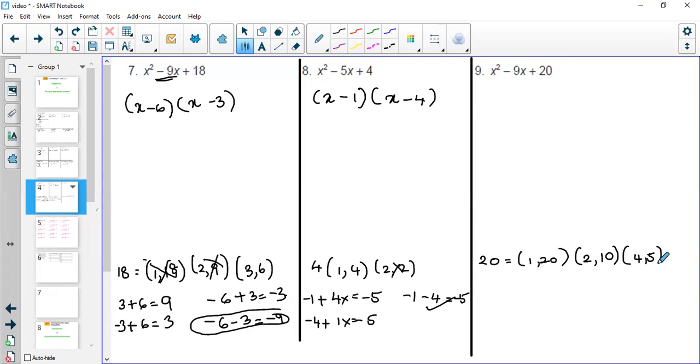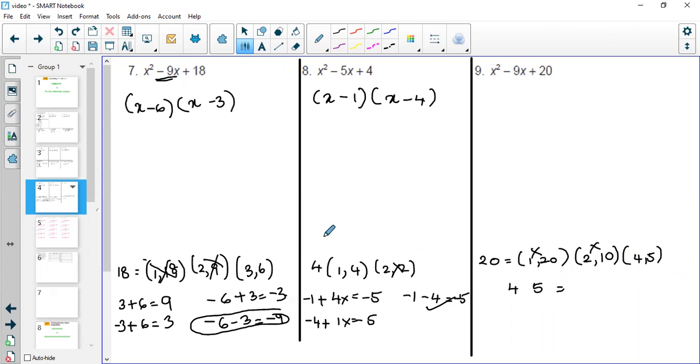So which factors do you think is going to give you a negative 9? By now, by practice, you definitely know it's not going to be 1 and 20. It's neither going to be 2 and 10, because however I arrange it, it's either going to give me a 12 and 8 only. So we need a negative 9. So that means it leaves us with 4, 5.